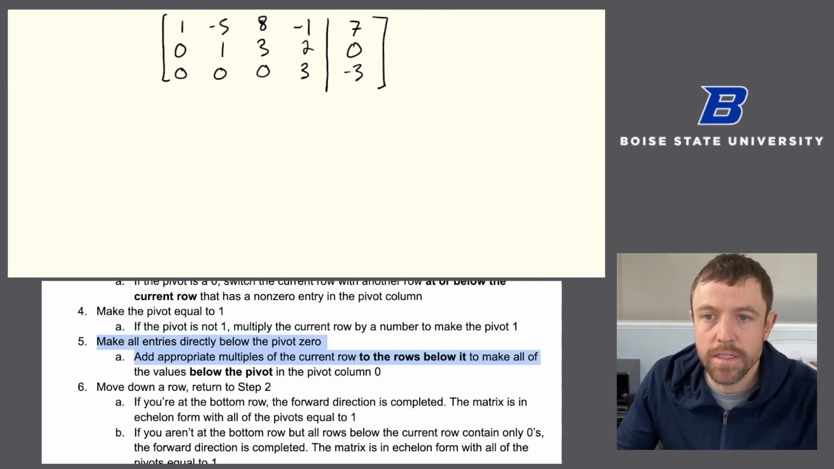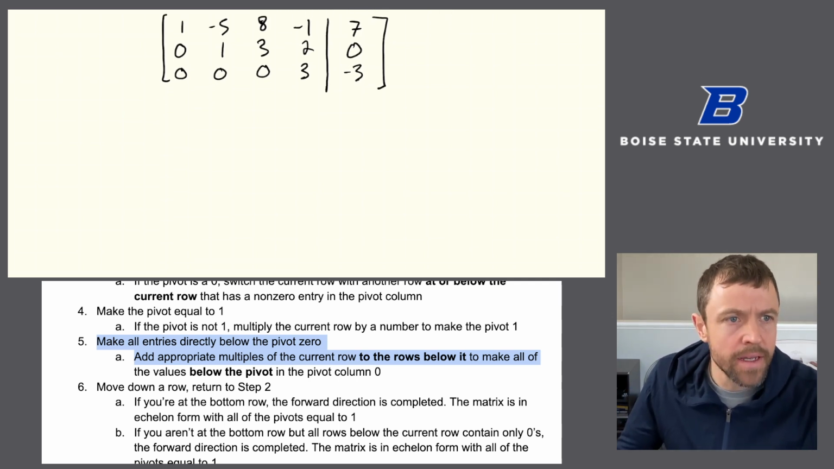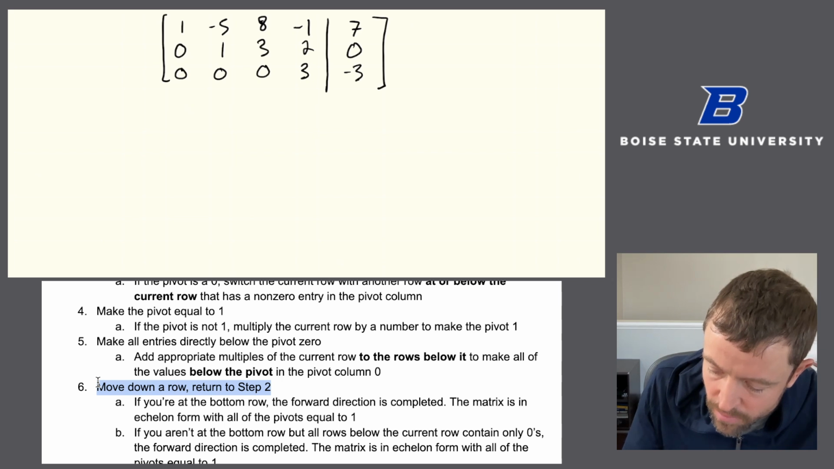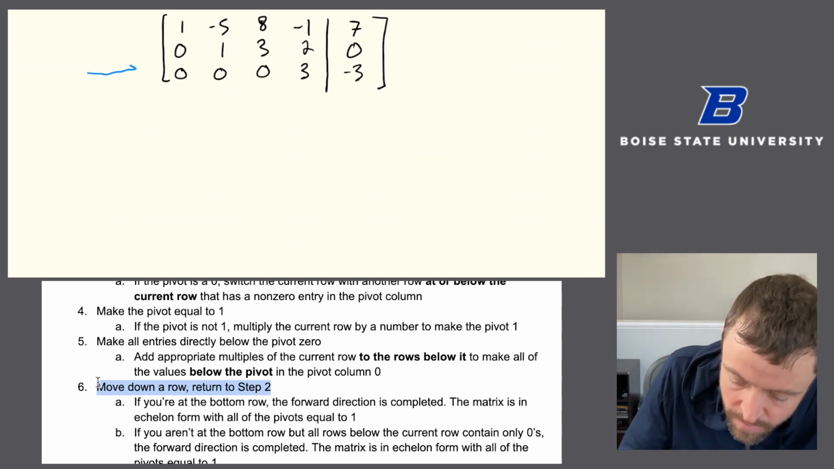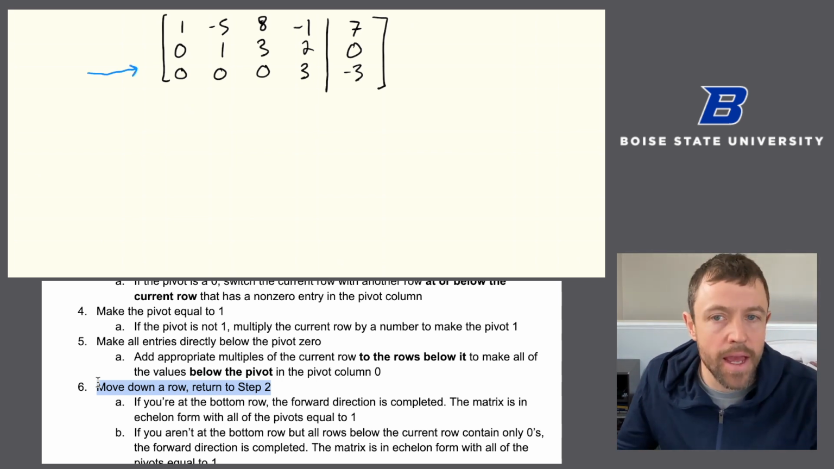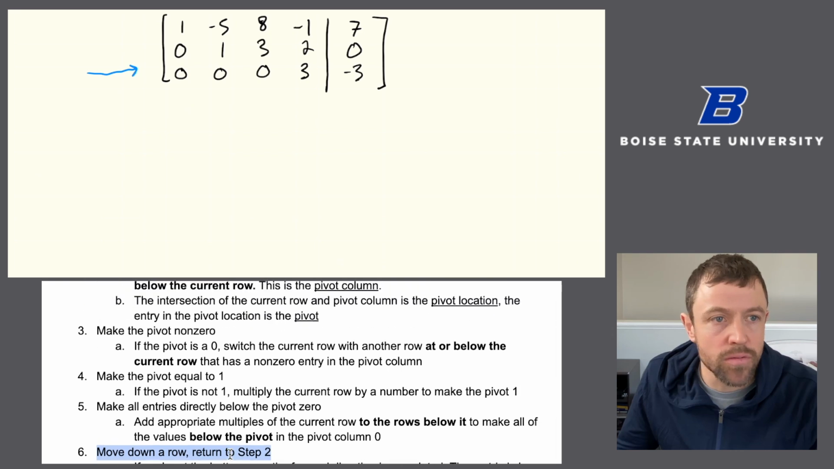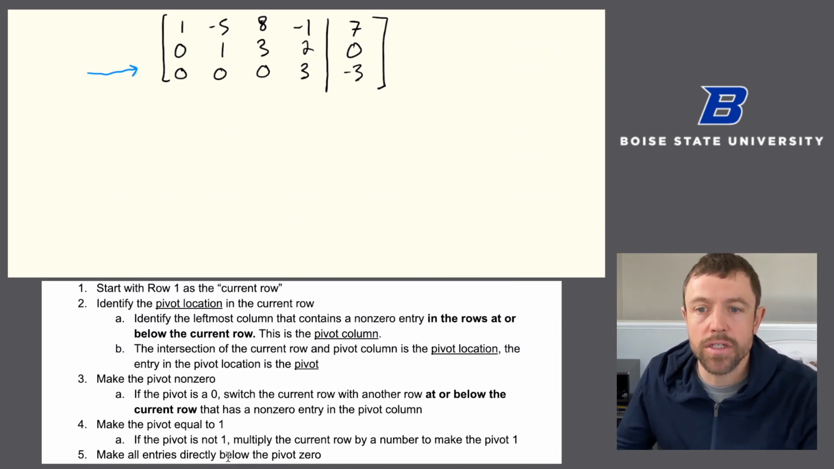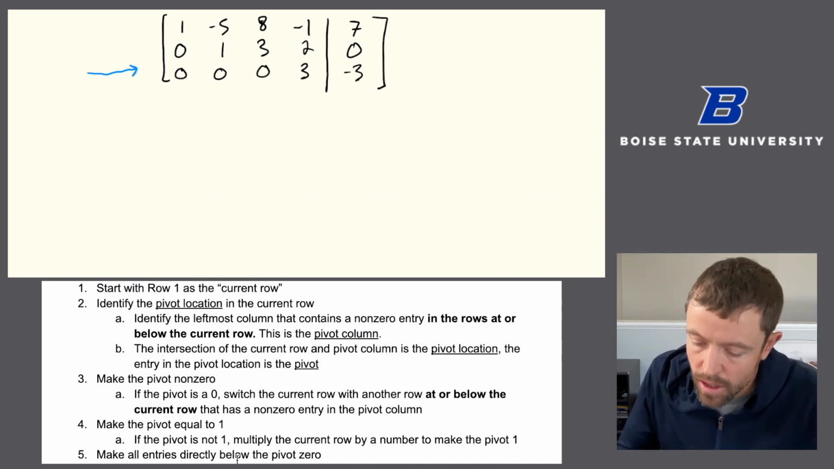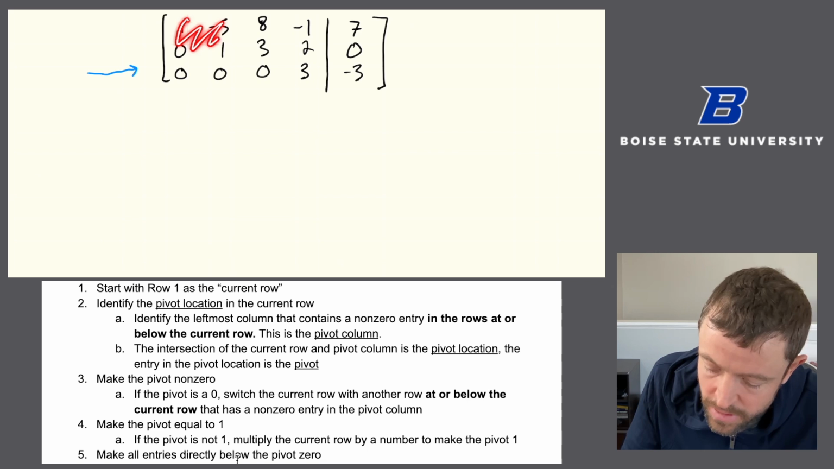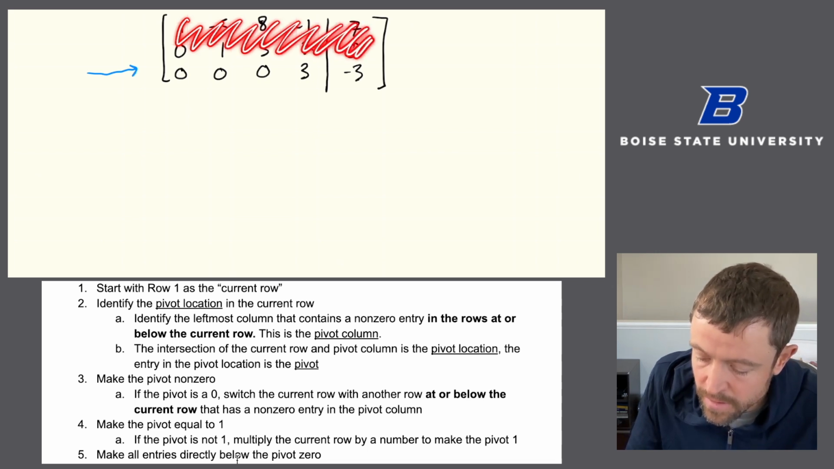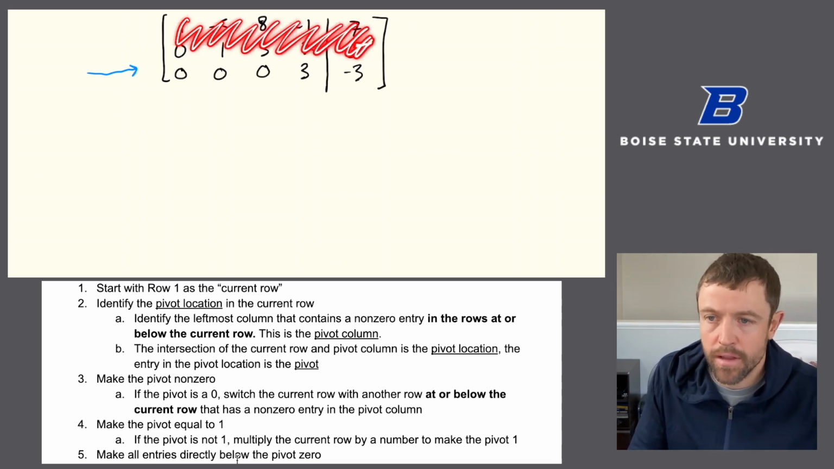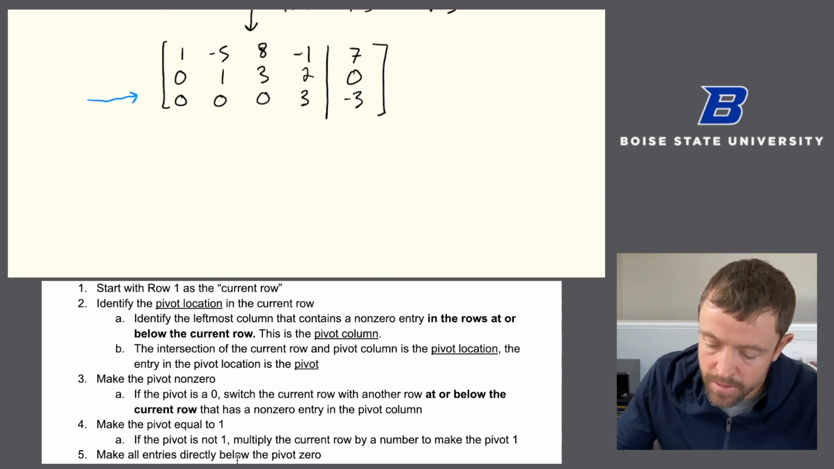So now I'm working with this. And I need to move down a row. So now I'm moving down to the bottom row, and return to step 2. So I need to identify the pivot location. So I want the leftmost column that contains a non-zero entry, but only looking at the row I'm on and anything below. And so that's this column. So let's write that in.